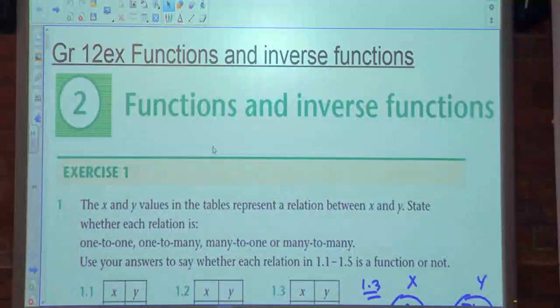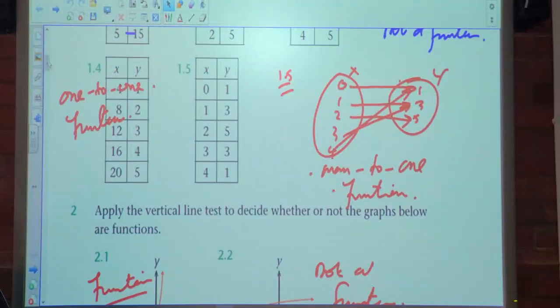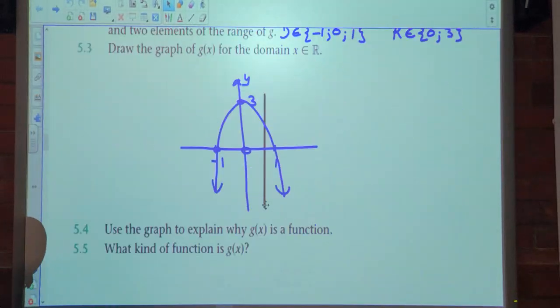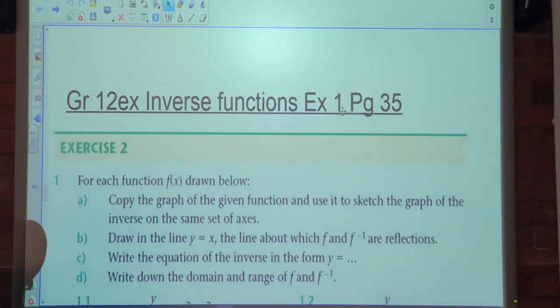Okay, good morning class. So today we're looking at the homework of functions and inverse functions. We're looking at exercise 2. We have selected a few sums that I wanted you to do for homework, or we had a few sums that you had to omit from this exercise.